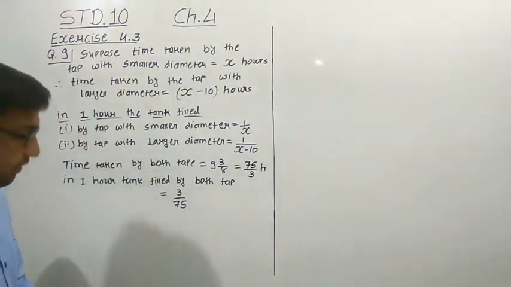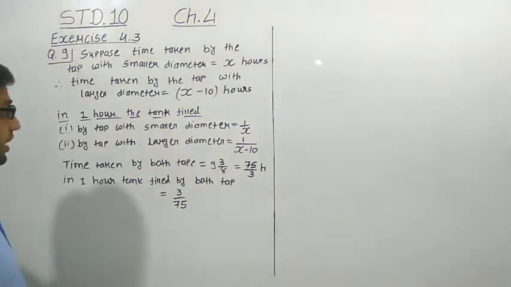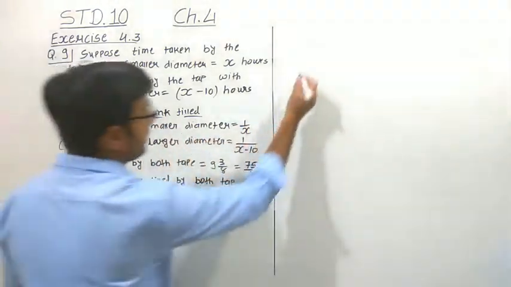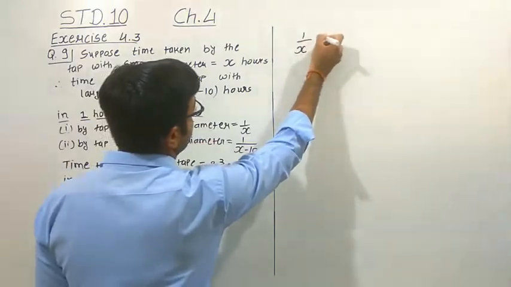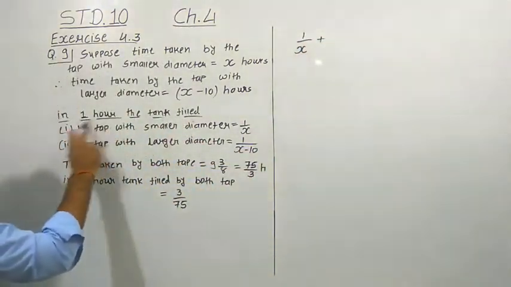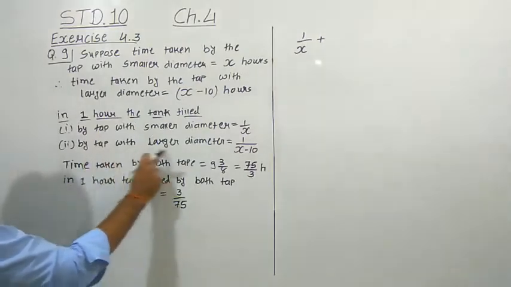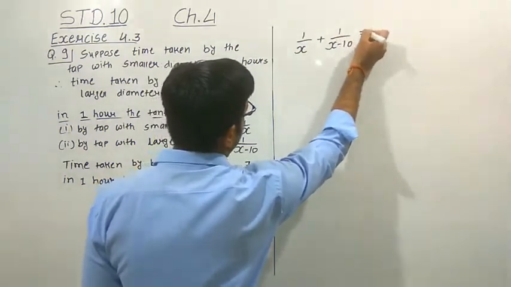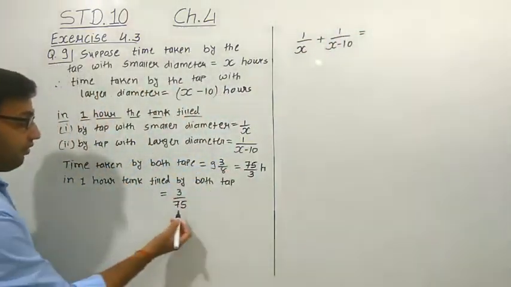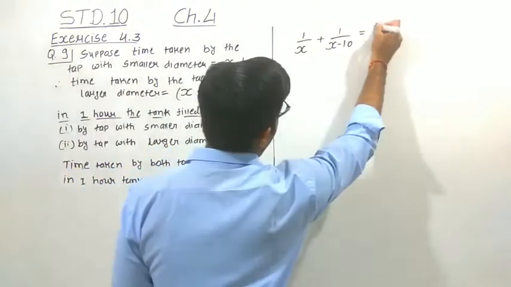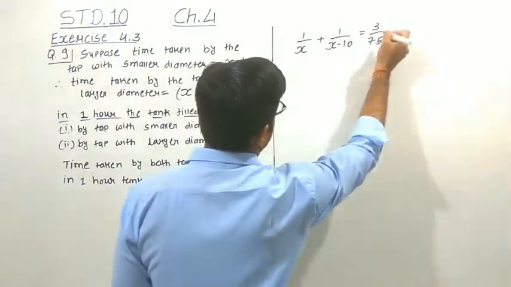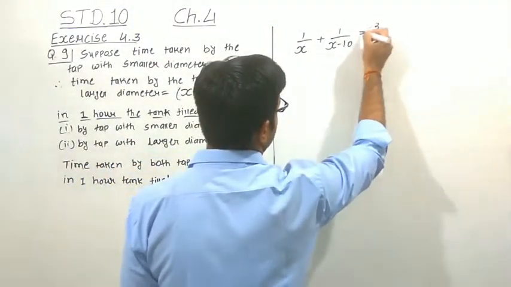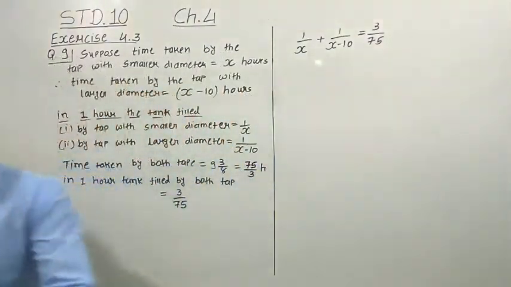Right? So here now we get one relation, that in 1 hour the tank filled by the tap with the smaller diameter is 1 upon x, plus in 1 hour the tank filled by the tap with the larger diameter, 1 upon x minus 10, and both together can fill the tank in 1 hour, that is equals to 8 upon 75. So here we get one equation. But this is not a quadratic equation, right? We have to convert it into the quadratic equation.